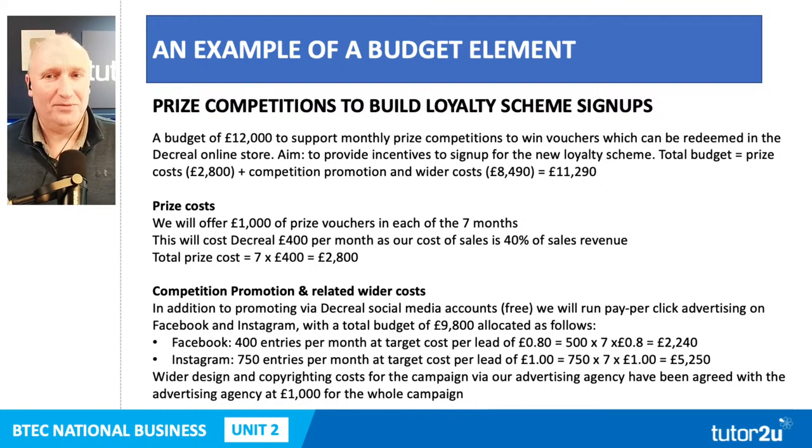Using a unit three concept, I'm basically saying, look, if our cost of sales is 40% of revenue, in other words, we make a 60% gross profit margin, then actually for every £1,000 of vouchers, it only really costs us £400 in terms of the Creel Gear, the leggings and the hoodies that are being sent out. So what I said was each month, it's seven lots of £400. In other words, £2,800. That's the cost to us of providing those Creel Gear garments.